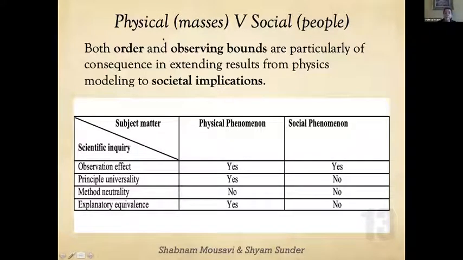So when we put physical versus social phenomena, what's important in the scientific inquiry versus the subject matter is to look at different effects. And in this case, for social phenomena, except for observation effect, everything else is different. So principal universality does not exist, whereas for physical phenomena it does. Method neutrality definitely does not exist. I remember Garvin saying yesterday that economists are very dangerous. Yes, this is why they are dangerous. And explanatory equivalence, which exists for every good mathematical structure, again, does not exist in social phenomena. The dual of a problem has a very different policy implication.